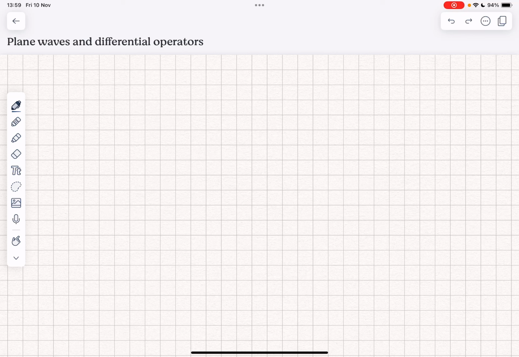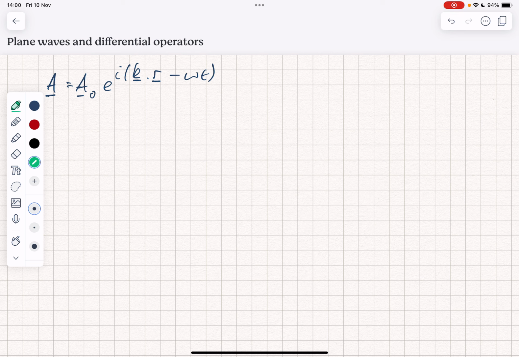I'm going to talk about plane waves and their relationships with differential operators and some useful things that we can derive from these forms. So we'll start with the definition of a plane wave. A is equal to A0 e to the i k dot r minus omega t. And remember, of course, that this part, e to the i k dot r minus omega t, is the phase.